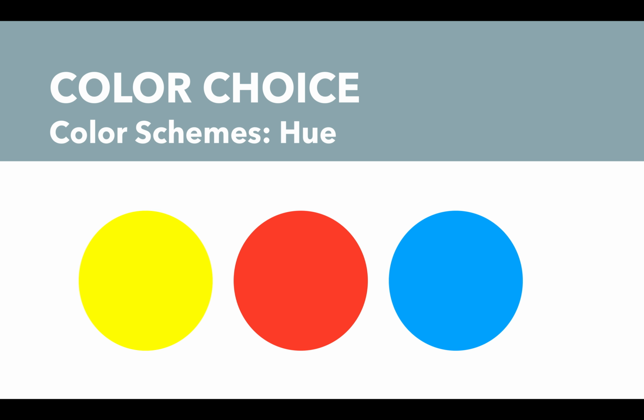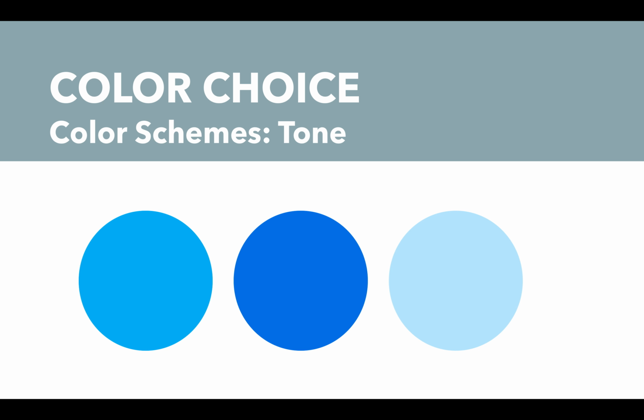So hue refers to the actual color, yellow, red, blue. So if you hear me say hue, I'm referring to the actual color on the color wheel. Tone refers to how light and dark a color is. So tones of blue would be light blue, medium blue, and dark blue, whereas different hues would be green, purple, and orange, things like that.